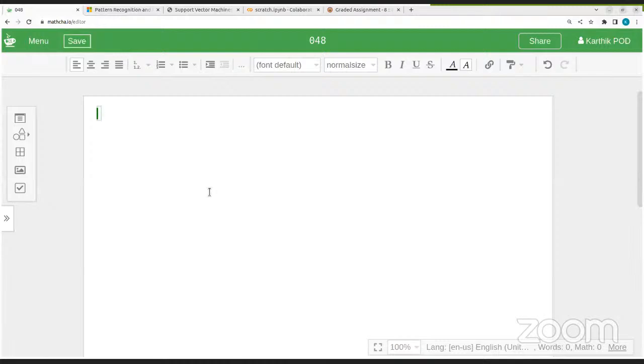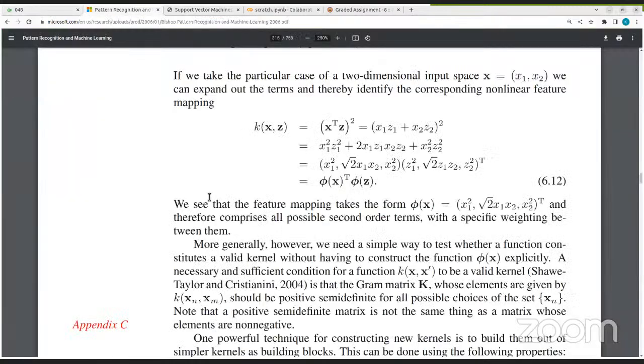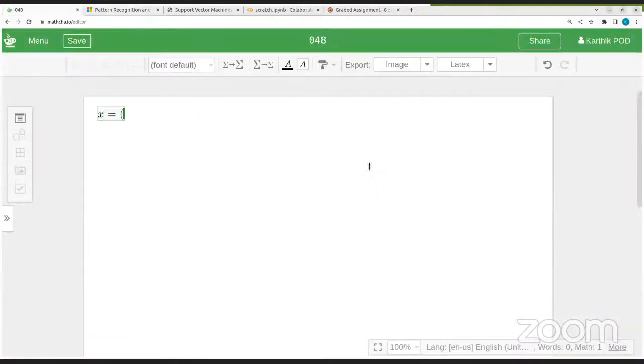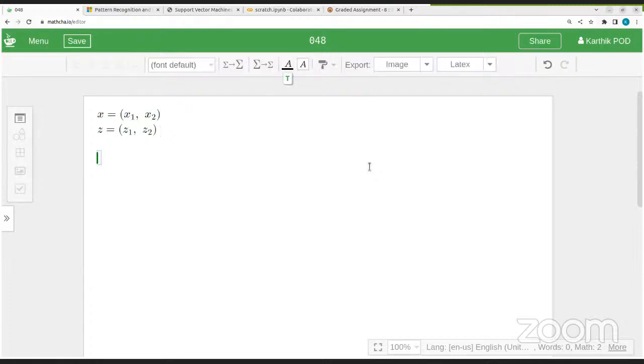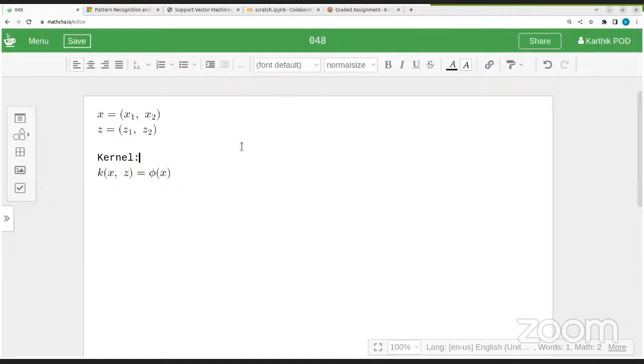Okay, you have two vectors. Two-dimensional vectors, right? X is X1 comma X2 and Z is Z1 comma Z2. The kernel is K of X comma Z, right? The idea of a kernel is to transform both these vectors to some higher dimensional space. Let's call that transformation phi of X. So the kernel is equivalent to the following steps.